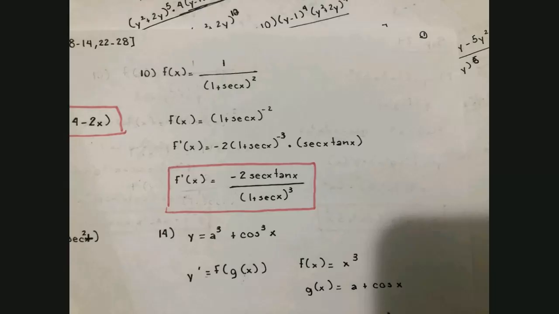Hello, can you hear me? Yeah. For this one, Ursa did it before, but I didn't get the same answer. So okay. For this one, I just brought the denominator up, and so the exponent changed into negative 2, and then I used the chain rule for that, so it turns into negative 2 times 1 plus secant x to the negative 3 power times the derivative of the inner term, which is secant x tan x, and then we can have a negative exponent as the answer, so I just brought it back down, and then it's negative 2 secant x tan x over 1 plus secant x to the third.